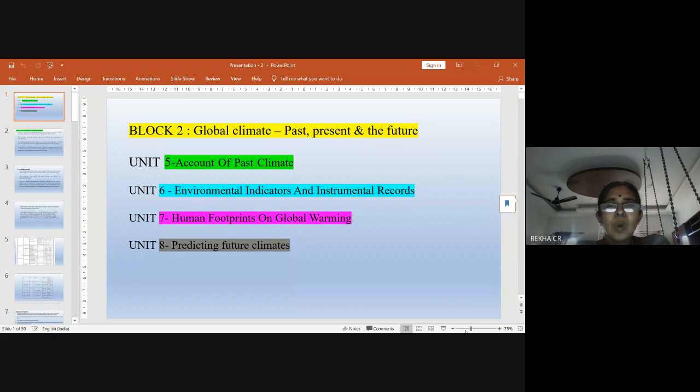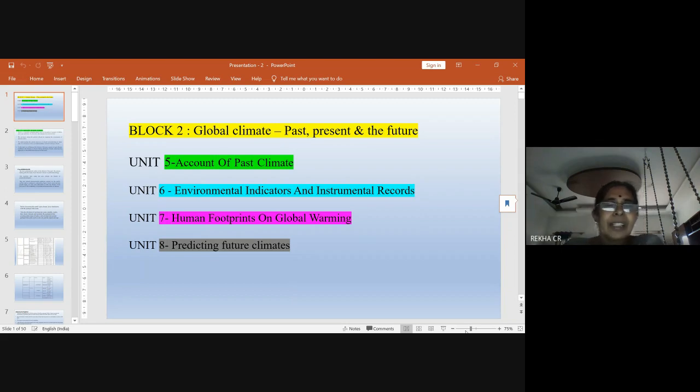So the title is Global Climate, Past, Present, and the Future. In this block, the first unit, unit 5, discusses the account of past climate. How was the climate in the past is discussed in unit 5. Unit 6 refers to the environmental indicators and instrumental records. Unit 7 is human footprints on global warming. Units 6 and 7 refer to the present climatic conditions. And unit 8 is the future, predicting future climates based on the past and the present climatic conditions.